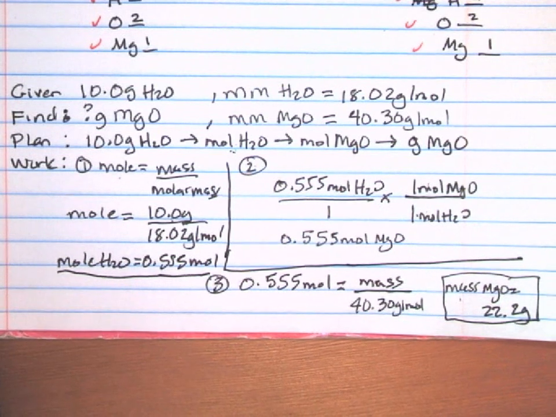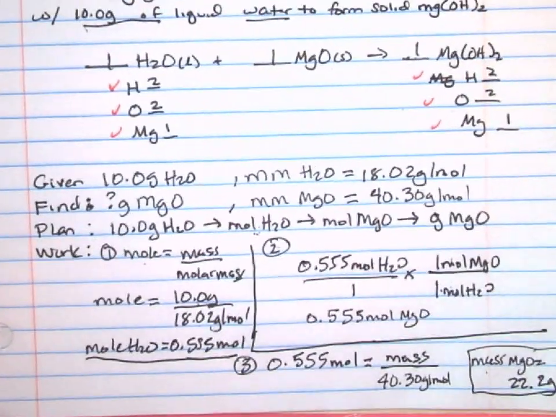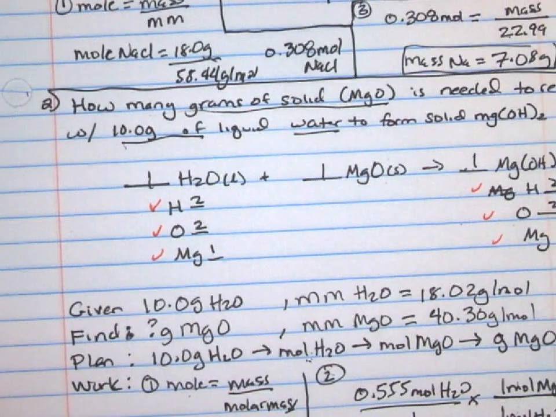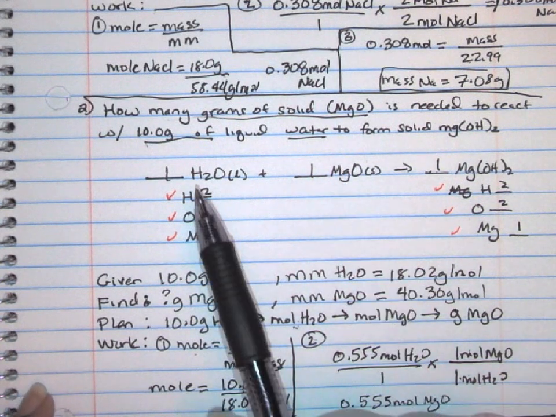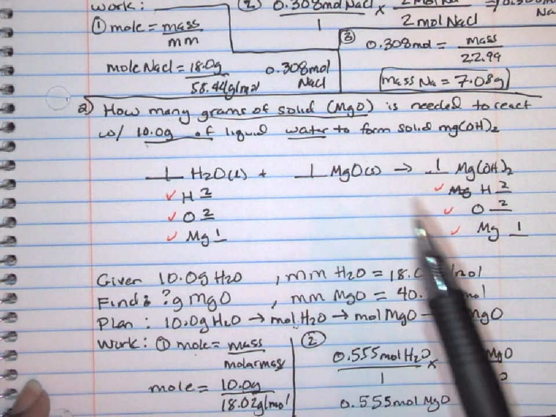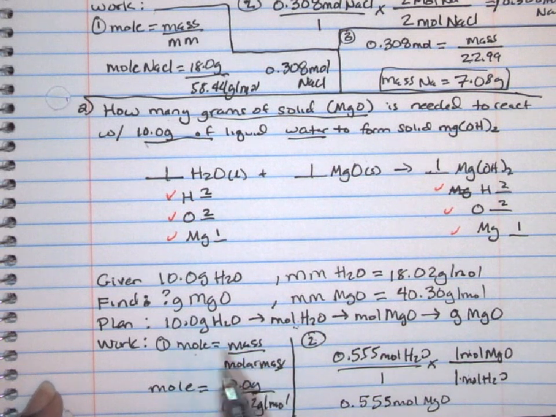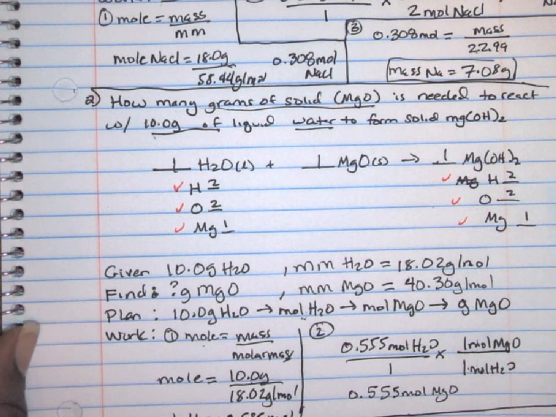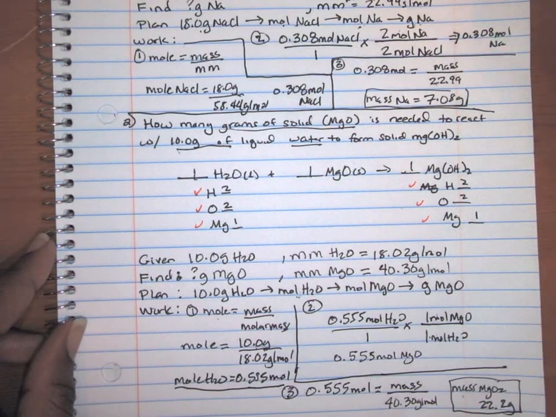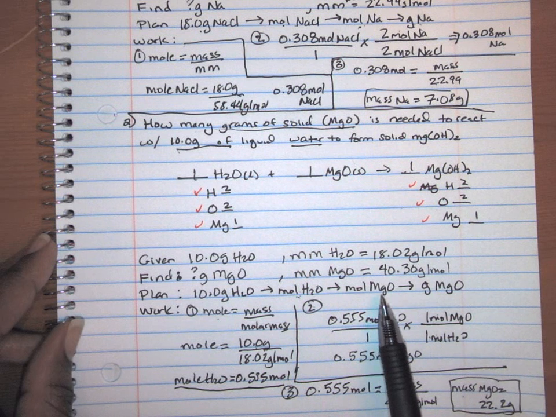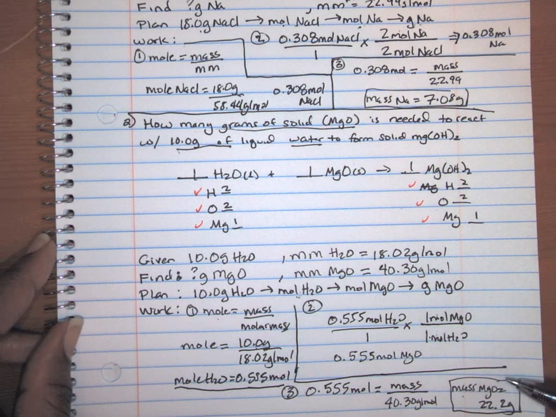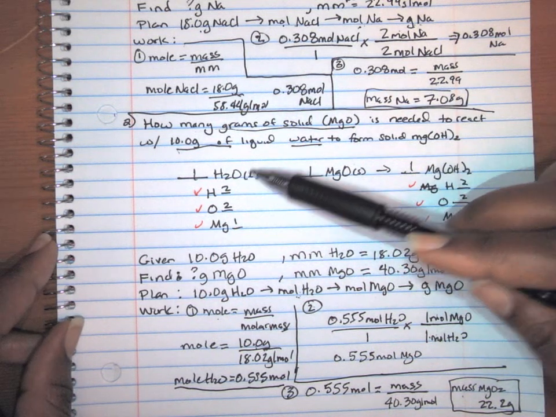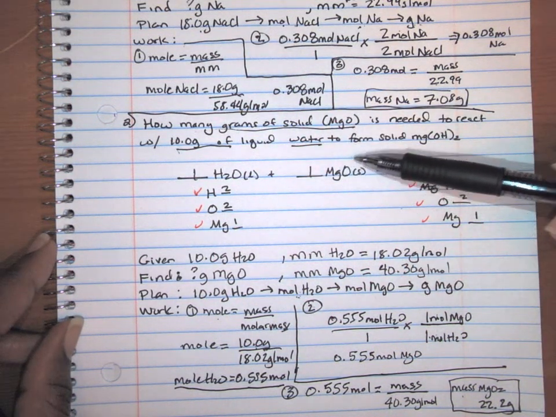So just to quickly recap, this question was asking how many grams of magnesium oxide are needed to react with 10 grams of water. I go through the process: convert the grams of water to moles of water, then moles of water to moles of magnesium oxide, and then moles of magnesium oxide to grams of magnesium oxide. Through that process, I found that for the 10 grams of water, you need 22.2 grams of magnesium oxide.